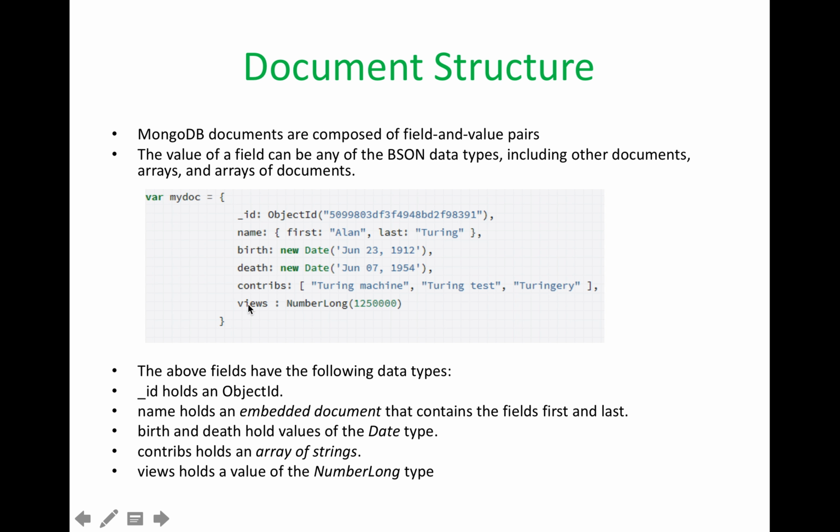Here is the birth field, a date, also contribs, and views, which is a number. This is the ID, which holds an object ID. The name holds an embedded document containing the fields first name and last name. Birth holds values of date type. Contribs holds an array of strings. This is the array of strings. Views holds a value of number long type.